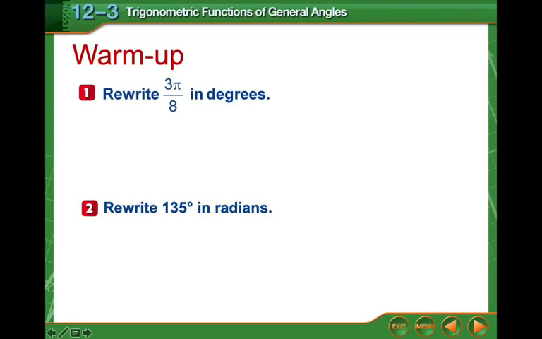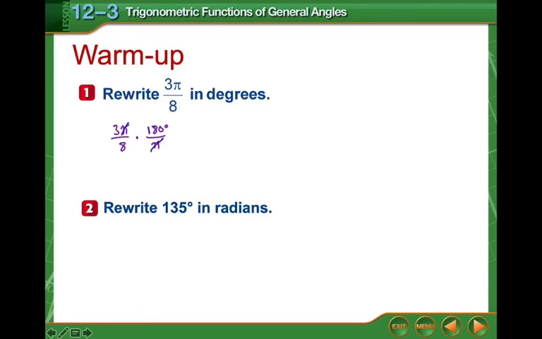So for this one here, we have to rewrite these two in their opposite forms. The first one's given to us in radians. We need to turn it into degrees. So that means we're going to multiply it by 180, because whatever we want it to be in, it needs to be on the numerator, over pi. So that's going to cancel the pi.